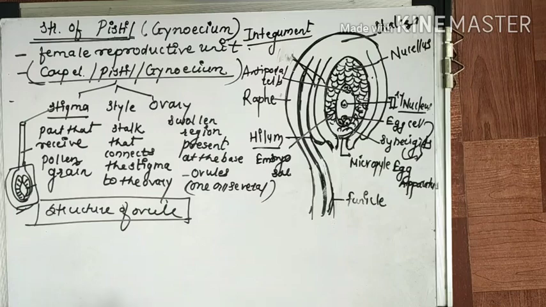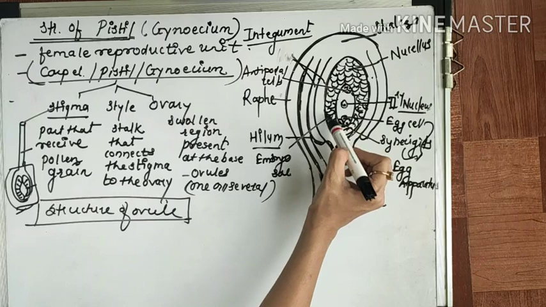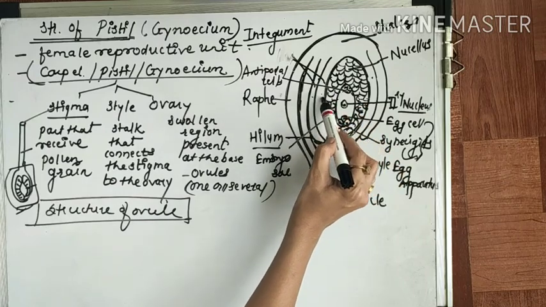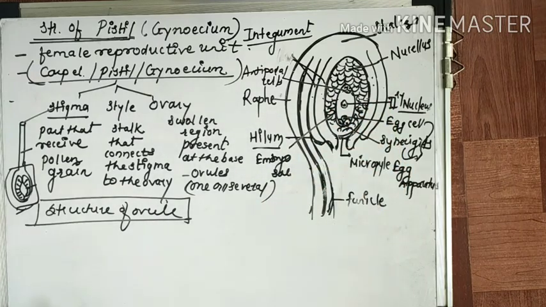How can we define the ovule first, right? So ovule is nothing but the integumented megasporangium. Why? Because ovule is nothing but the megasporangium. You can see this one, and that is surrounded by these two, that is called integument, right?